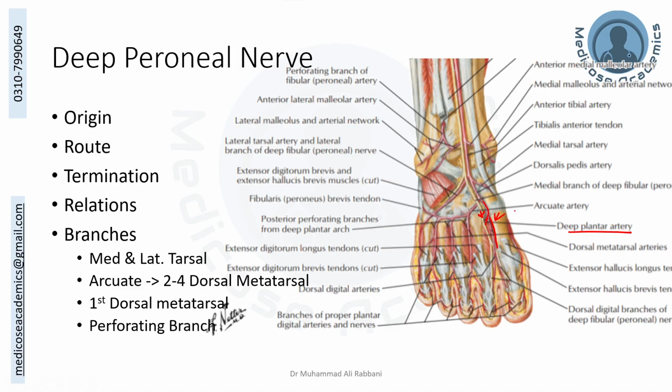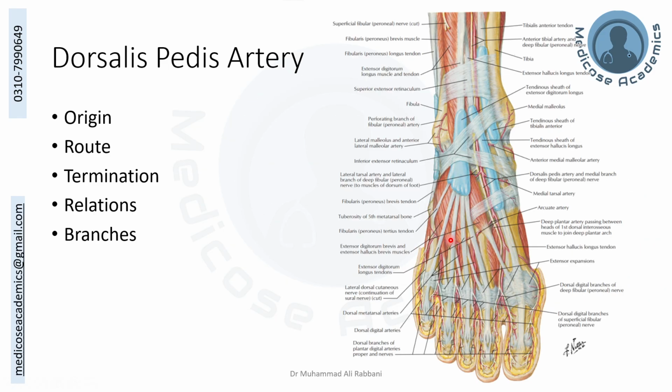Here is another branch, the first dorsal metatarsal artery. So these are its branches: the medial and lateral tarsal arteries, the first metatarsal artery, the arcuate artery, and indirectly through the arcuate artery the second, third and fourth metatarsal arteries. Relations: it will have superficial, deep, and medial and lateral relations. Superficially, as you can see, two things are prominent.